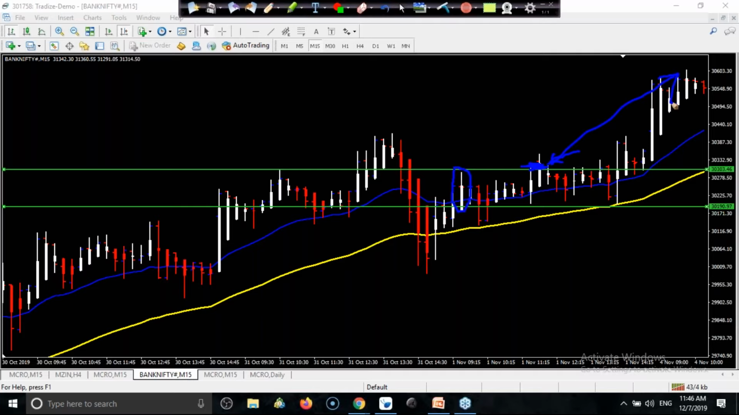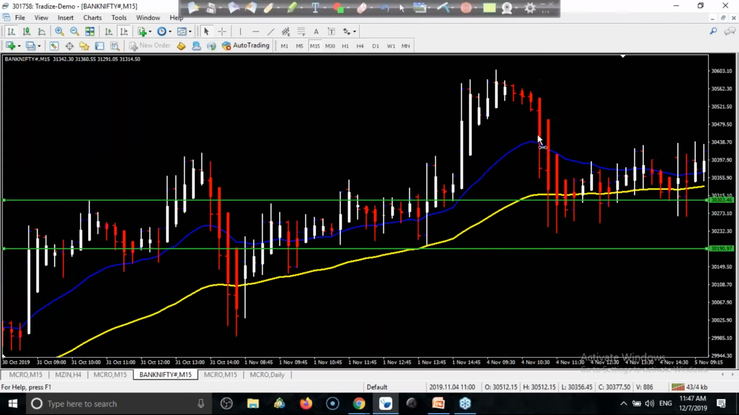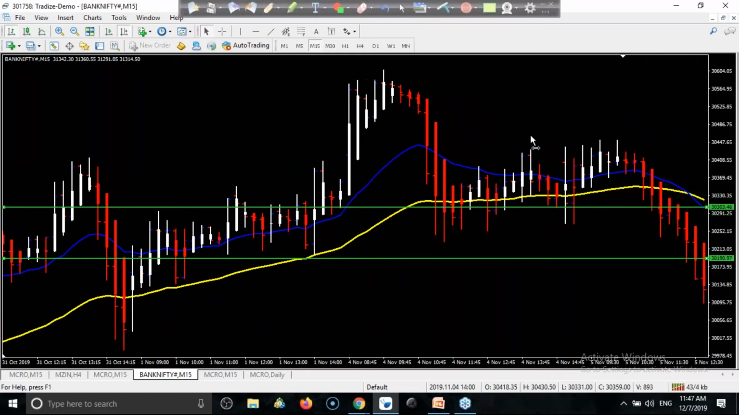Is it clear? That is the secret of Heiken Ashi. And 60 to 70% of the time it gives a correct result, a proper result, right? Like a win rate, you can say win rate. All right. So now you can see here, let me show you. Now you can see the same thing running here, here, here.